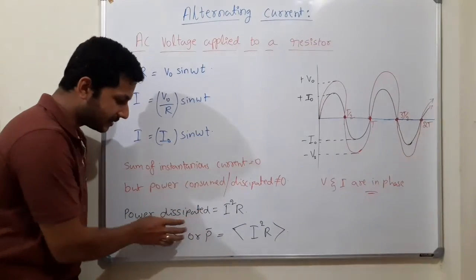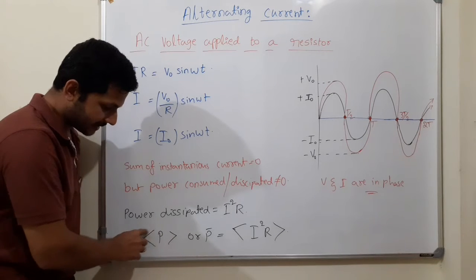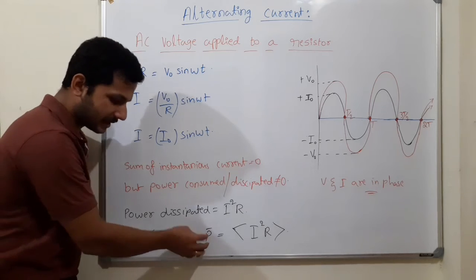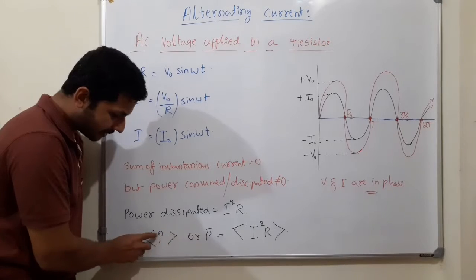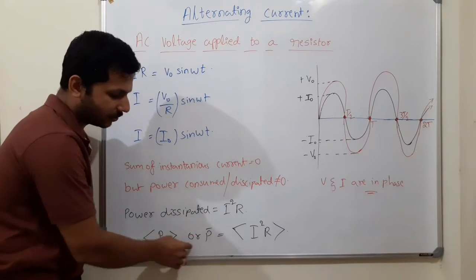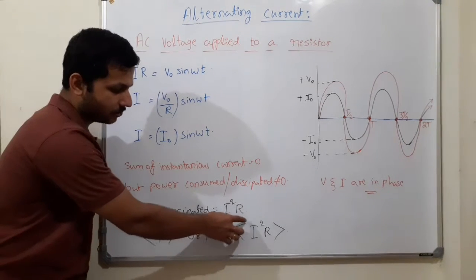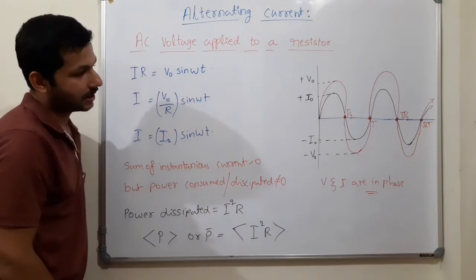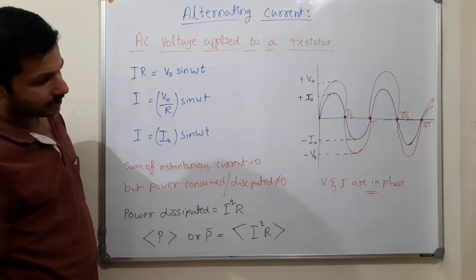right? And we indicate this average power dissipated using this bracket. This symbol indicates that it is the average power, or P bar, that also indicates average power dissipated. They both mean the same, which is equal to I square into R. I hope you have understood till here properly.